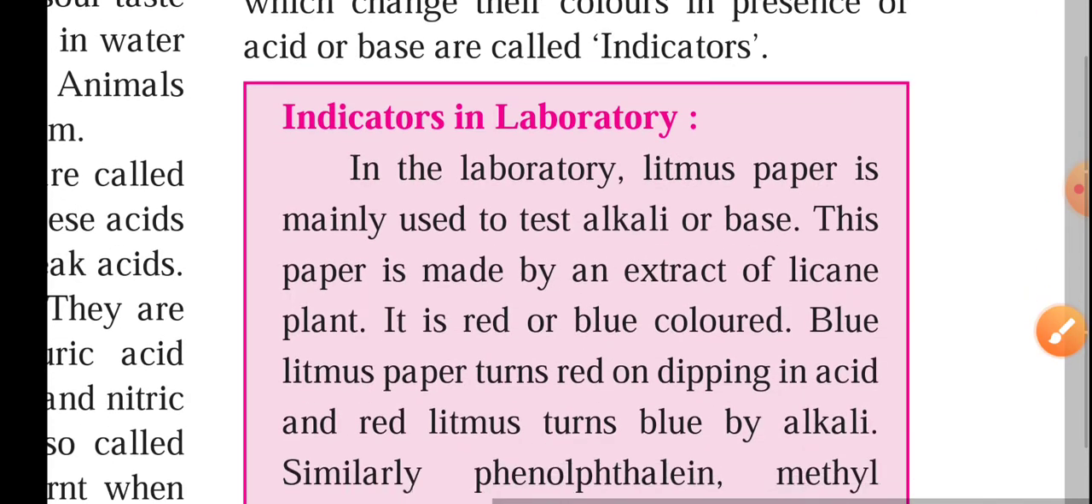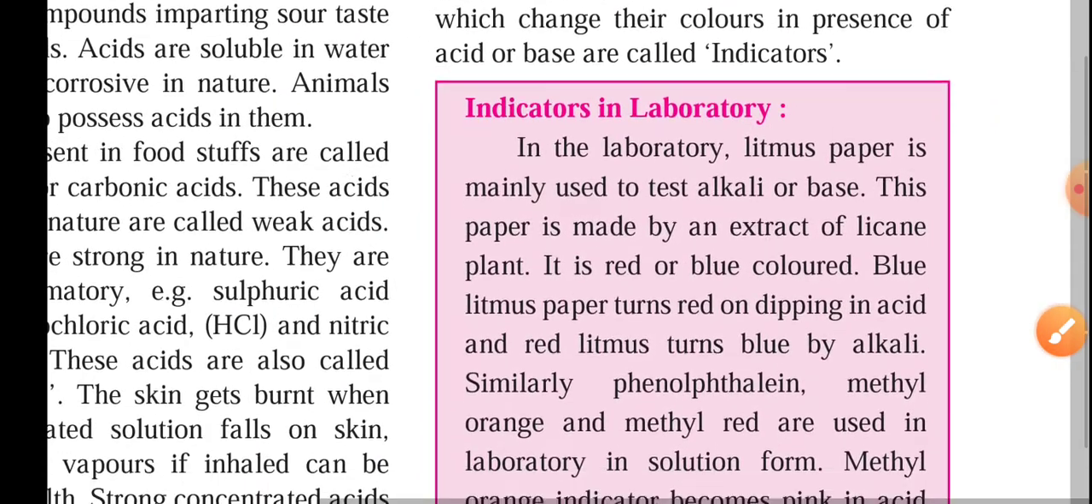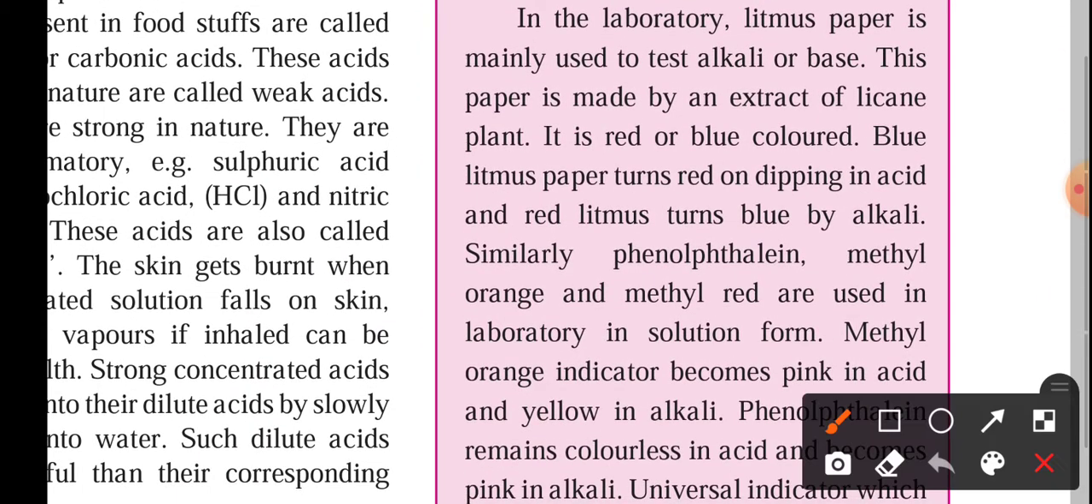We use different kinds of indicators in the laboratory. Some of them are blue litmus paper and red litmus paper. When we dip these strip-like papers into a solution, whether acid or base, they change their color accordingly, and with the help of that we can tell the nature of the given sample or solution.